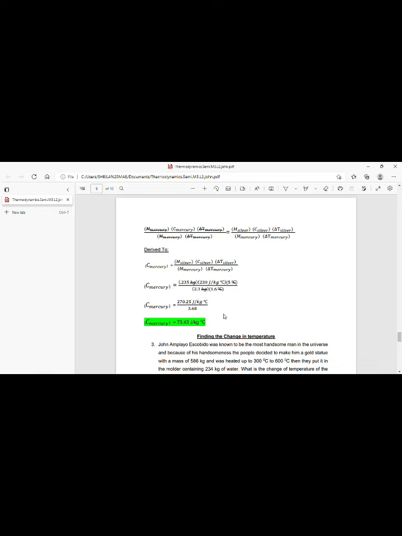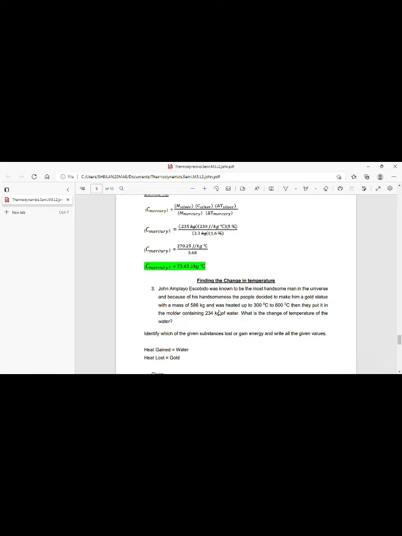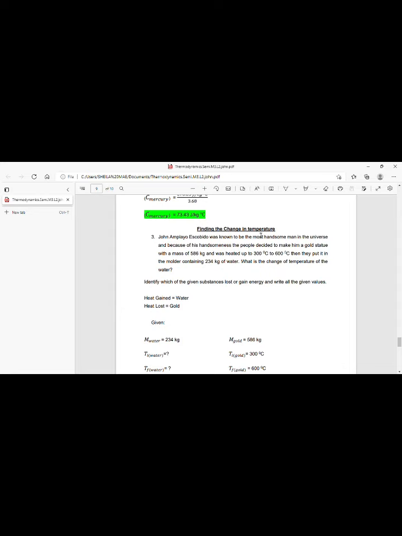Okay, then we will now proceed to our problem number 3, which is finding the change in temperature. John Amplius Escobedo is known to be the most handsome man in the universe, and because of his handsomeness, the people decided to make him a gold statue with a mass of 586 kilograms and was heated up from 300 degrees Celsius to 600 degrees Celsius. Then they put it in a mold containing 234 kilograms of water. What is the change of temperature of the water?